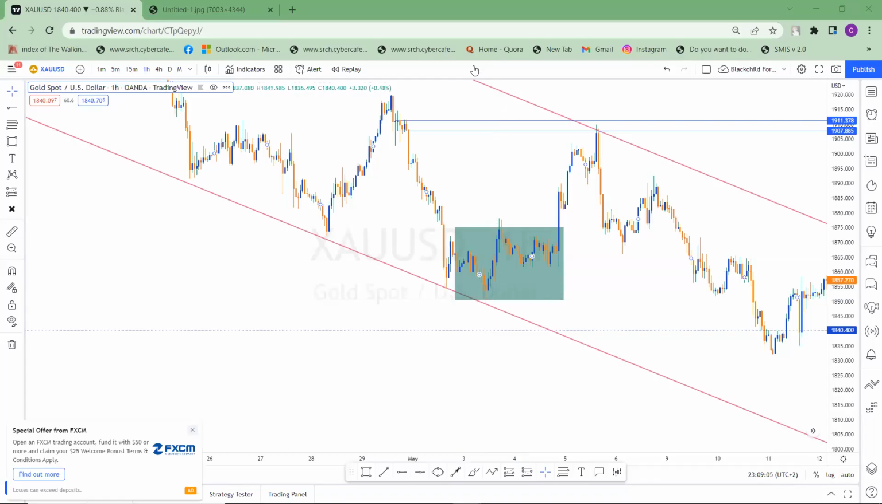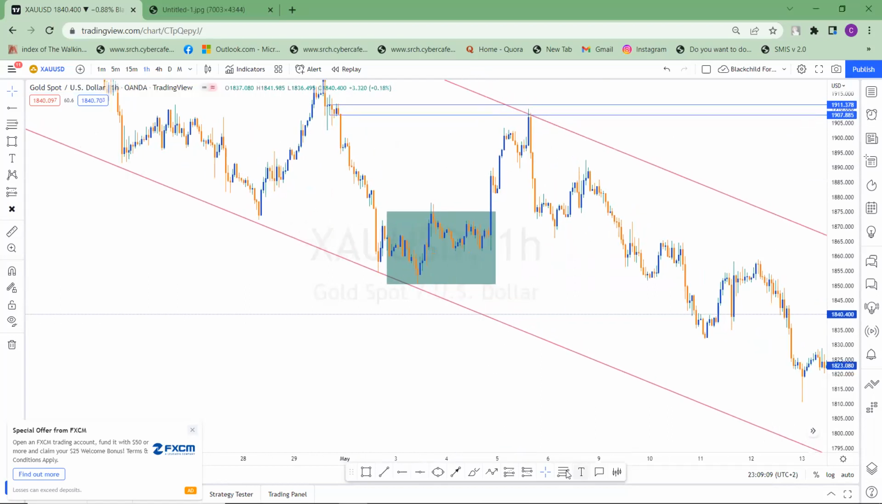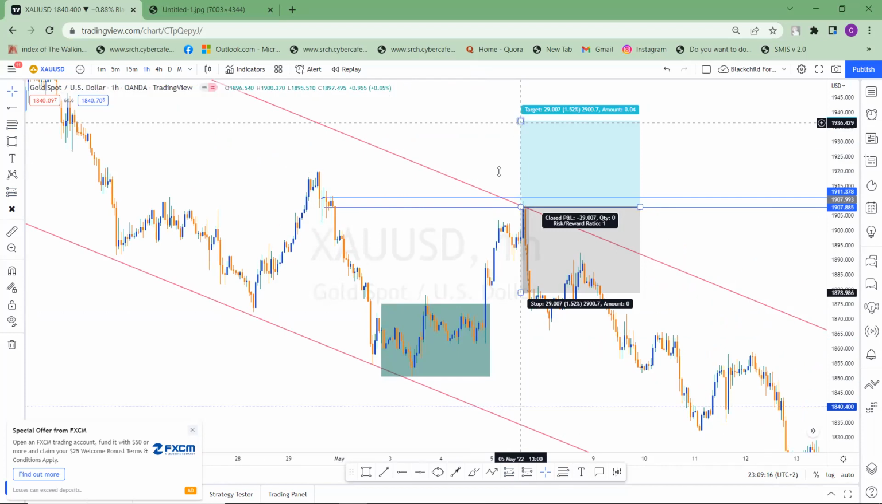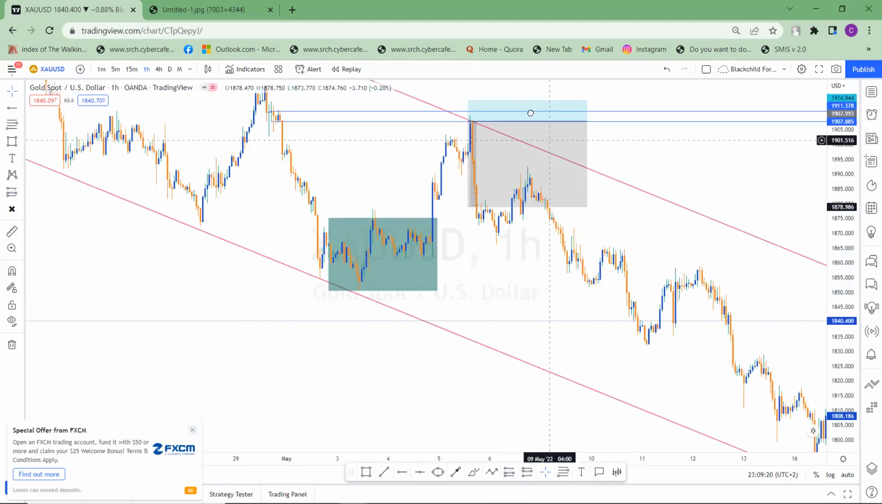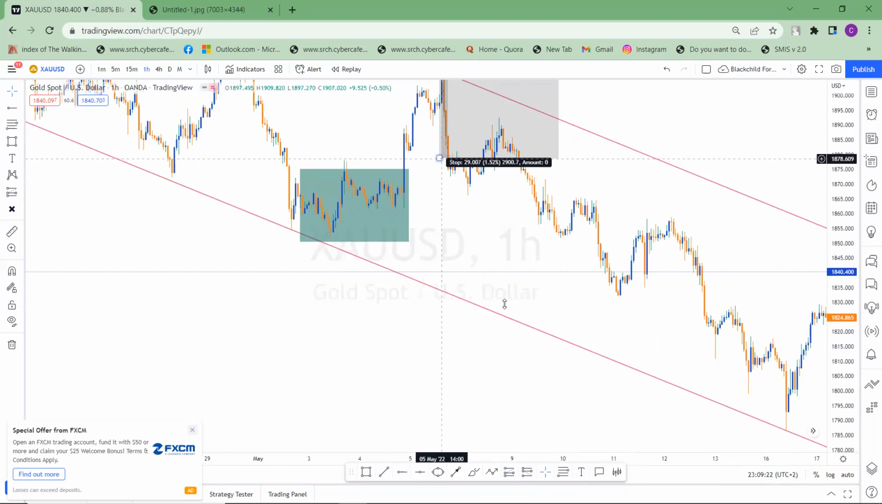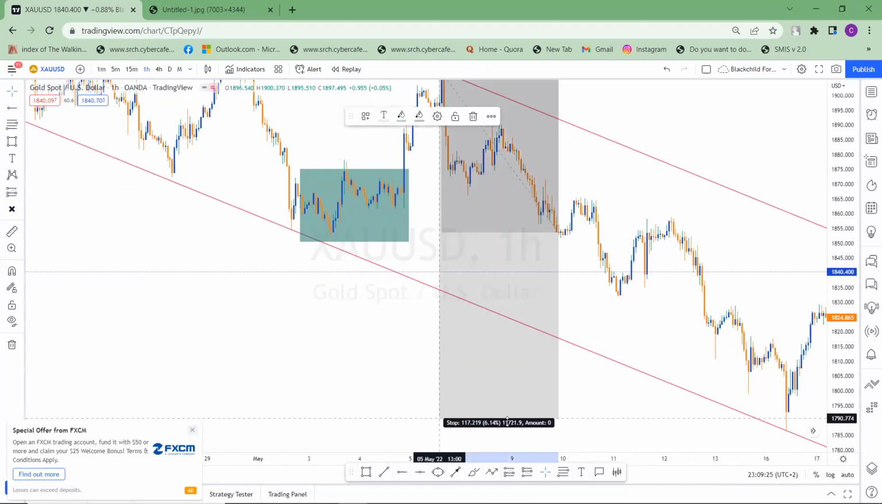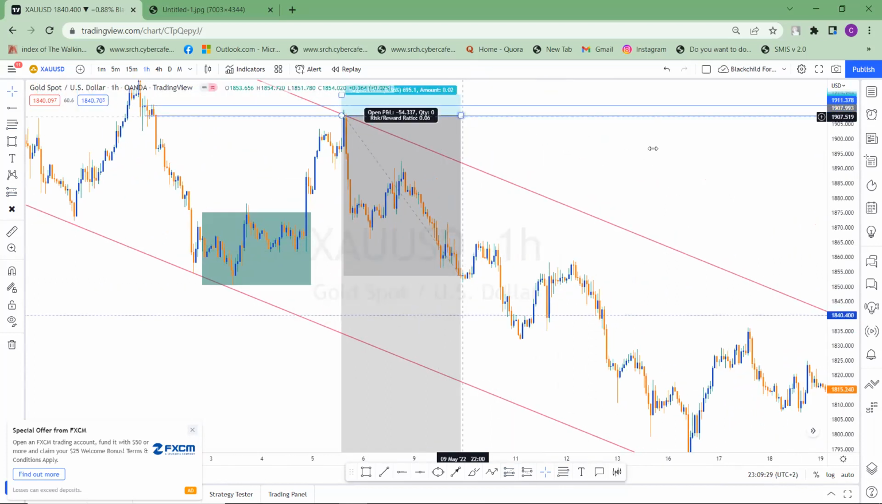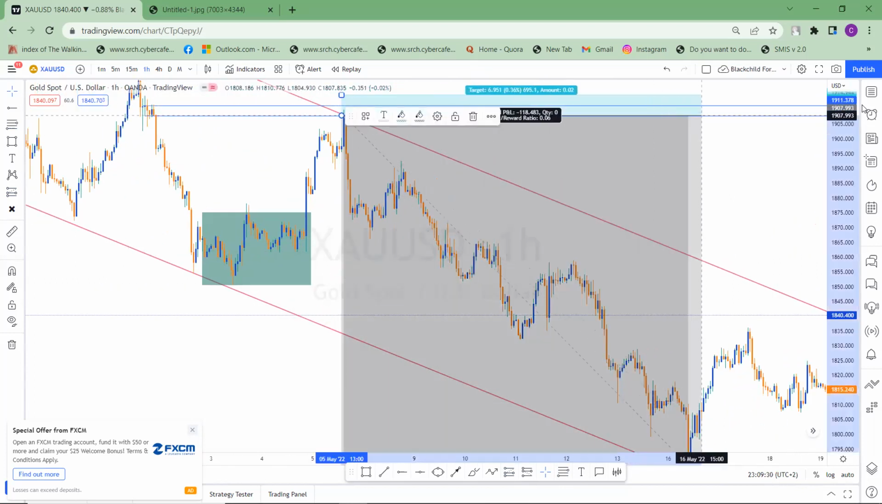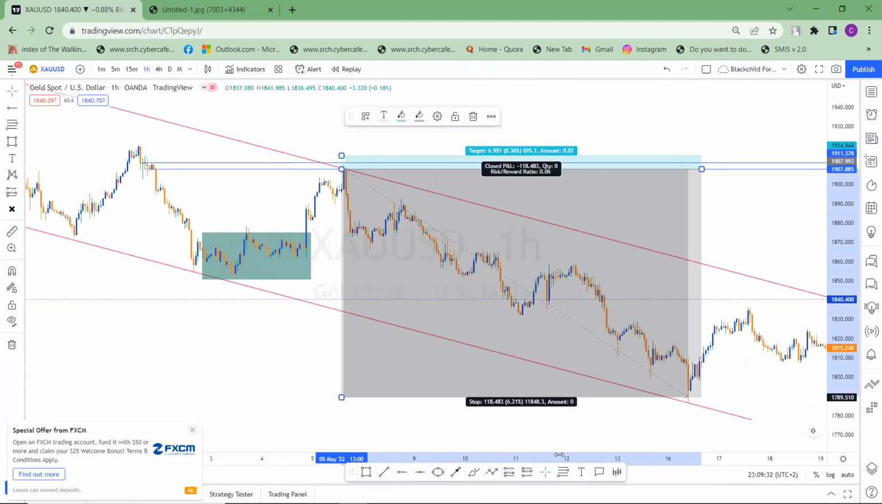So yeah, I was looking for price to come into this zone so that I could take a sell, and I actually took a sell. I was very excited with everything about it, my stop loss was very tight, and my take profit was actually down here, which was very interesting. So you can see it was a very profitable trade.